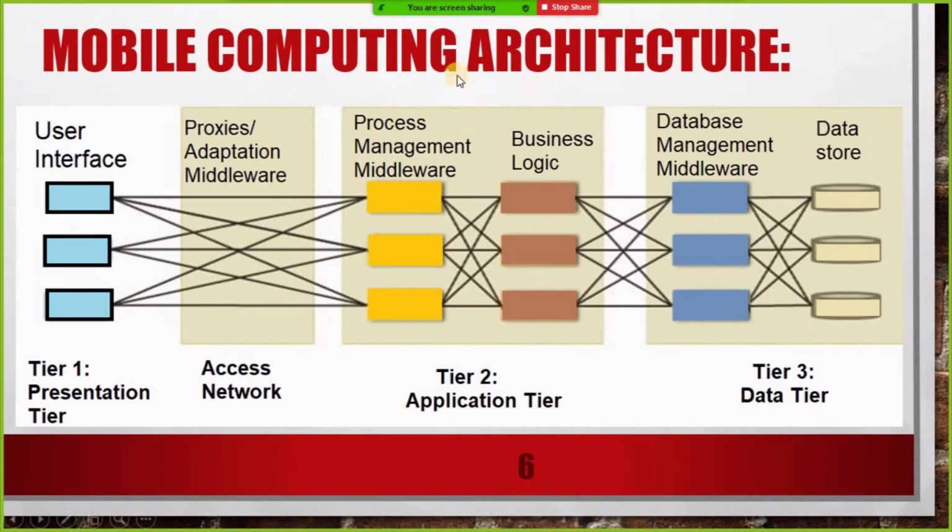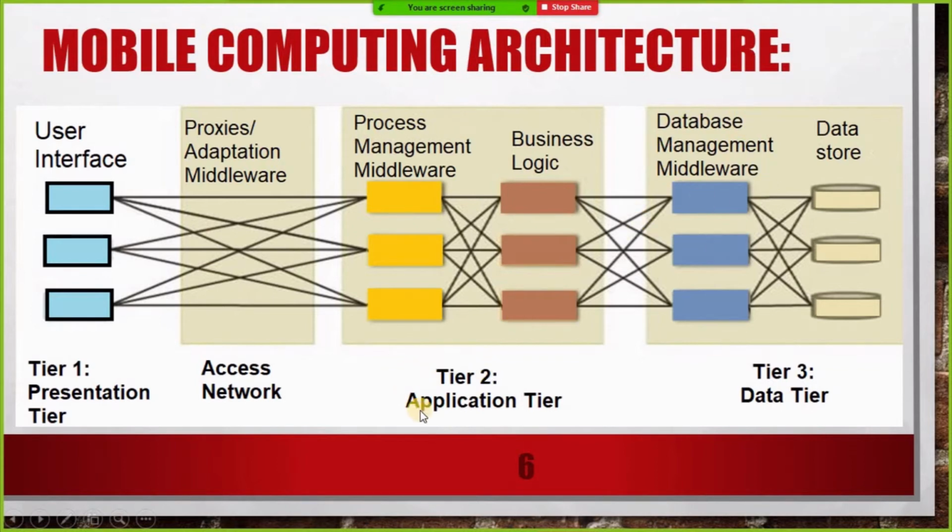Mobile computing architecture uses three tiers, and they are presentation tier, application tier and data tier. The presentation tier is related to the user interface, meaning how the user can handle data and how the user can see the data. Between these tiers there is middleware which connects each tier. You can see here, this is the first middleware, this is the second middleware, and this is the third middleware.